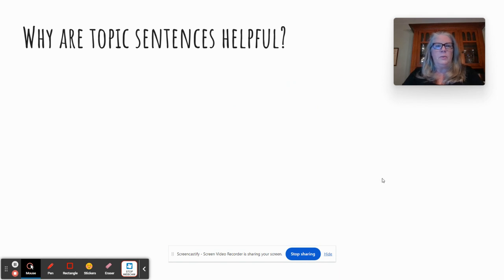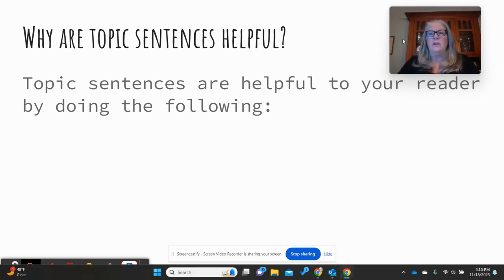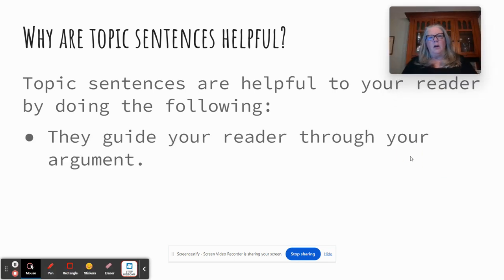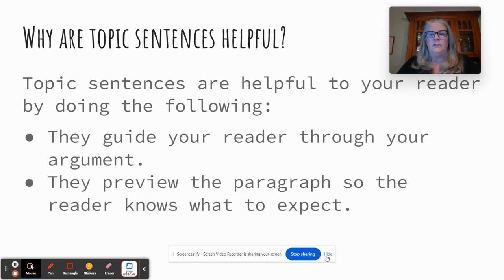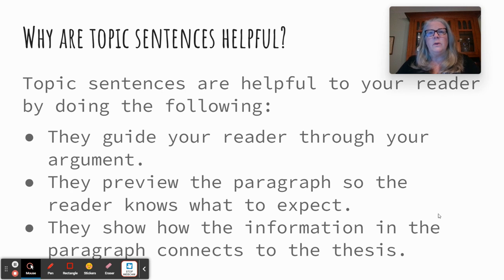So let's talk a little bit about why topic sentences are helpful in academic writing. For your reader, they are like a roadmap. They're going to guide your reader through your argument, make it a lot easier for them to follow your ideas. So that is one benefit. They also help preview the paragraph so the reader kind of knows what's coming and can prepare. And they also show how the information in that paragraph connects to your overall thesis. So they basically establish a focus for the paragraph, and then they show how it connects. So it helps with coherence.